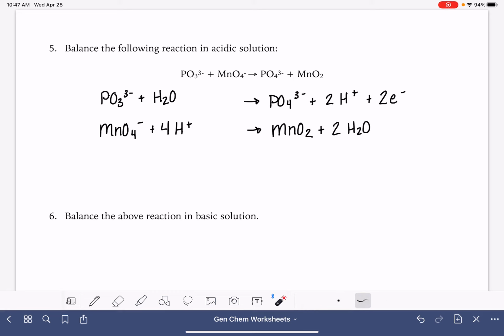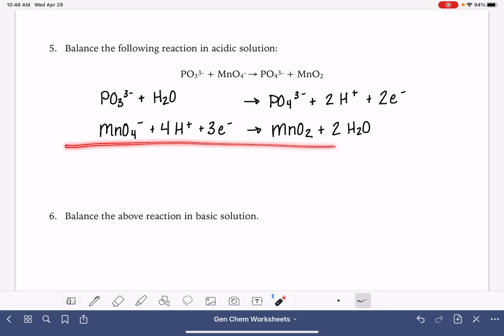And let's balance our charges. Left-hand side, we have a -1 plus 4 is a +3 charge. Right-hand side is neutral. So we need to add 3 electrons to the left side. Now we have -1 plus 4 minus 3 is neutral and neutral on the right.